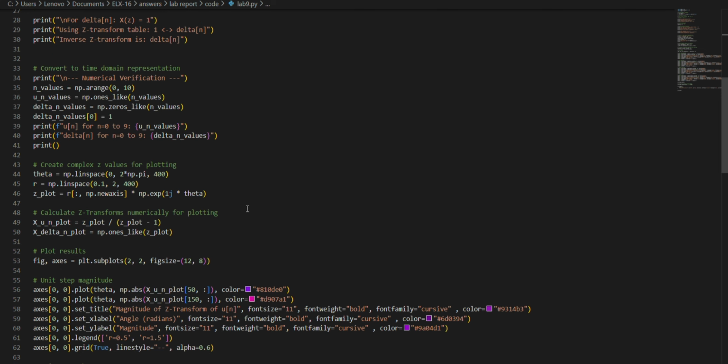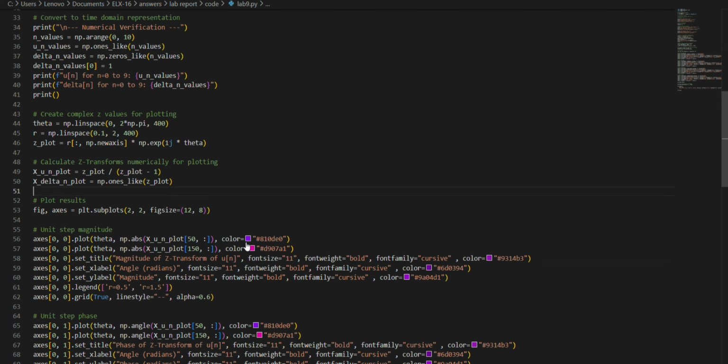To verify this numerically, I generate discrete values of n from 0 to 9 and create arrays representing u of n and delta n. The unit step appears as all ones starting from n equals 0, while the impulse has a value of 1 only at n equals 0, and 0 elsewhere, which confirms their expected behavior in the time domain. Next, I move to visualization in the z domain.